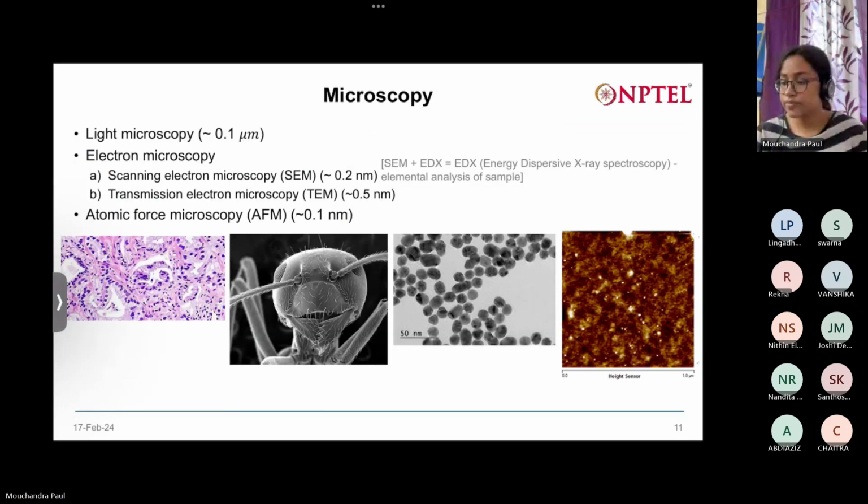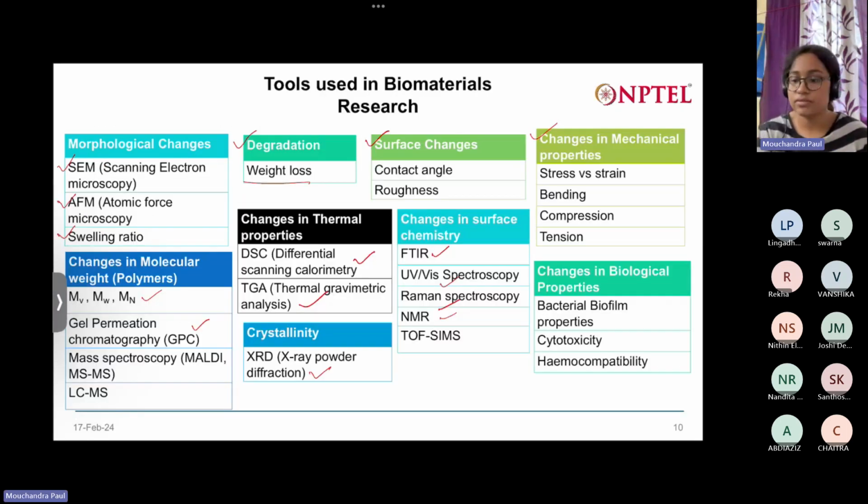So I have some images in front of you. Can you guys confirm which slide number you are able to see? Is it slide number 10 or 11?